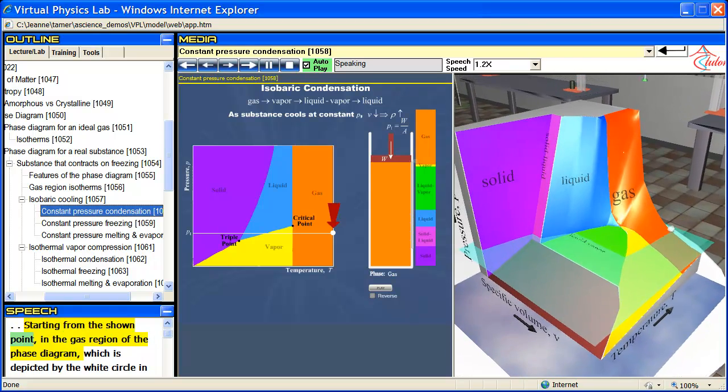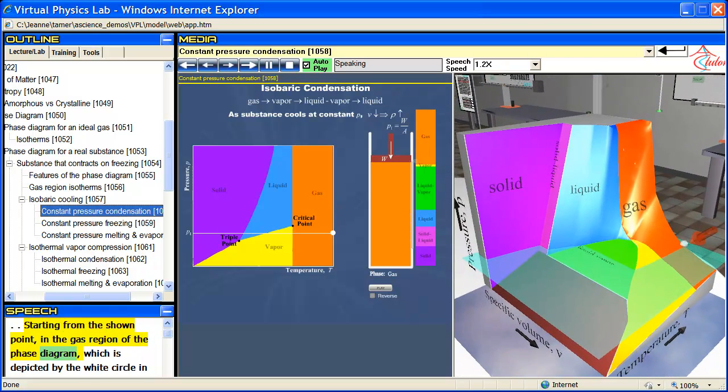Starting from the shown point, in the gas region of the phase diagram, which is depicted by the white circle in the 2D plot, and the white sphere in the 3D plot. As the gaseous substance cools down in an isobaric process, it changes from a gas to a vapor. In a subsequent section we will discuss the difference between a gas and a vapor.